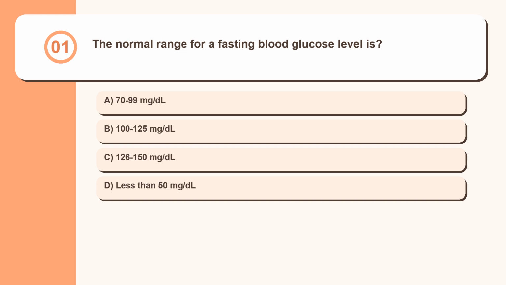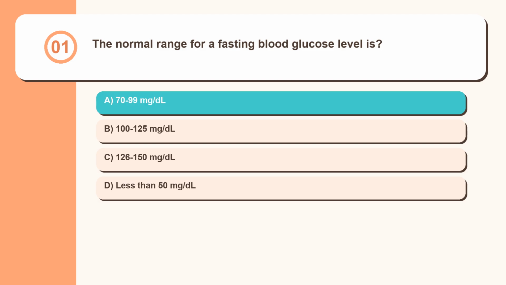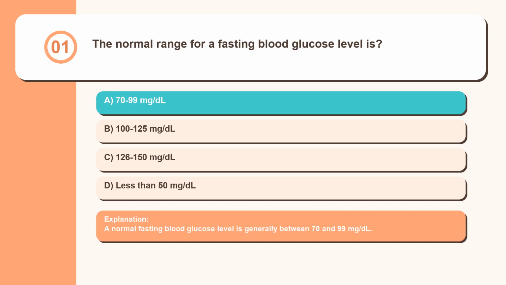Question 1. The normal range for a fasting blood glucose level is 70 to 99 mg/dL, 100 to 125 mg/dL, 126 to 150 mg/dL, less than 50 mg/dL. A normal fasting blood glucose level is generally between 70 and 99 mg/dL.